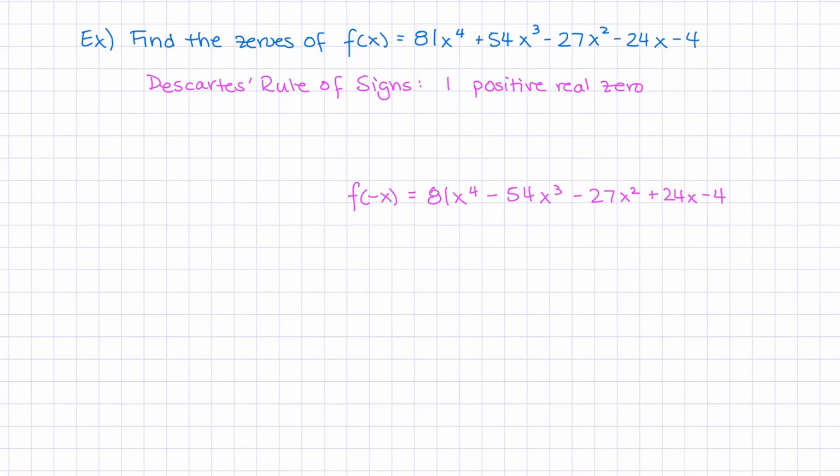And I think about the signs. Positive, negative, negative, positive, negative. 1, 2, 3 sign changes. So there's 3 or 1. Remember, look for the number of sign changes. There's 3, and then just keep subtracting 2 until you can't anymore. So there's 3 or 1 negative real zeros. All right, we know we're going to have at least one real zero, is what it's saying. Okay, so that's Descartes' rule of signs.